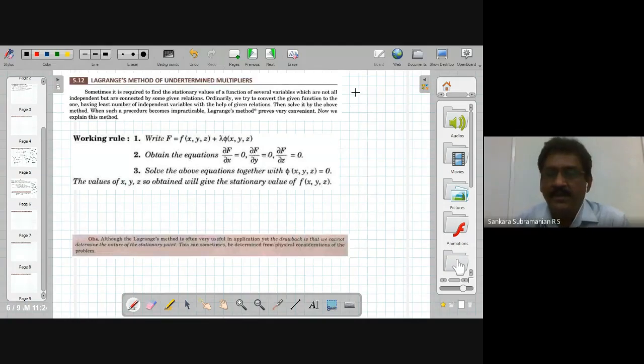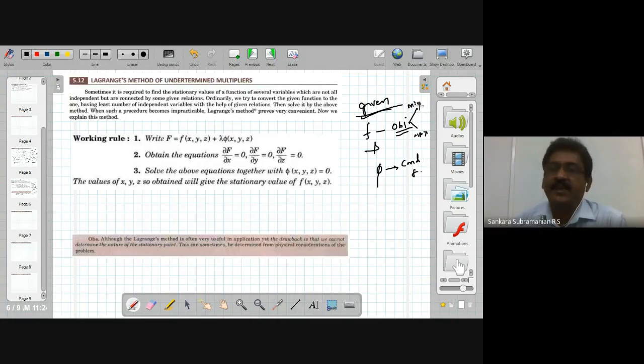You will be given two functions, f and phi. One of them will be the objective function, a function in which we are interested in finding the minimum or maximum value. The other function is the condition function, which gives the relationship between the independent variables x, y, z. So f is given, phi is given.